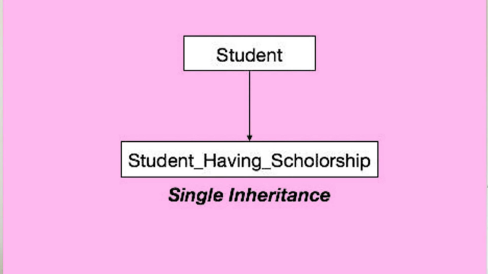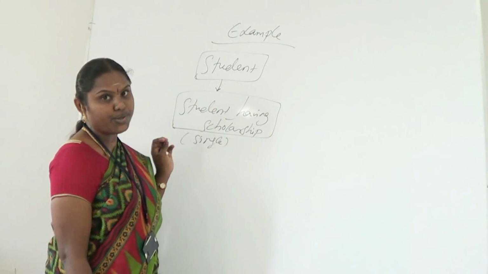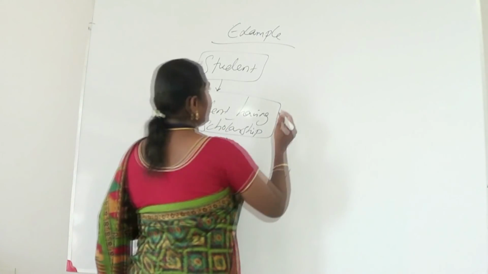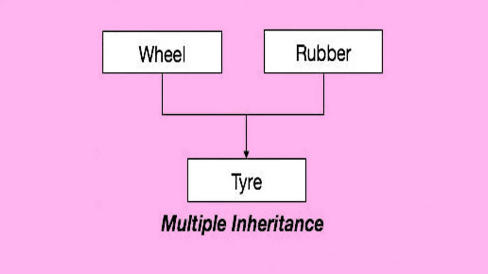So this is the example of single inheritance. Here the student having scholarship is a derivative class which inherits the properties and methods from only one base class called a student. And then multiple inheritance. Tire is a derivative class which inherits the properties and methods from two base classes, that is wheel and rubber. So this is an example of multiple inheritance.